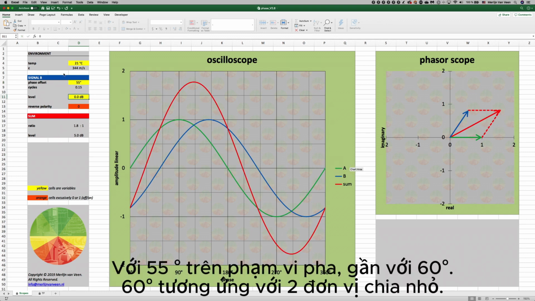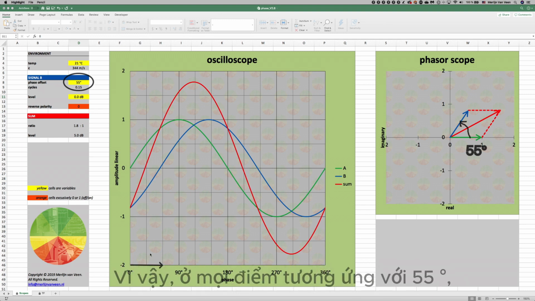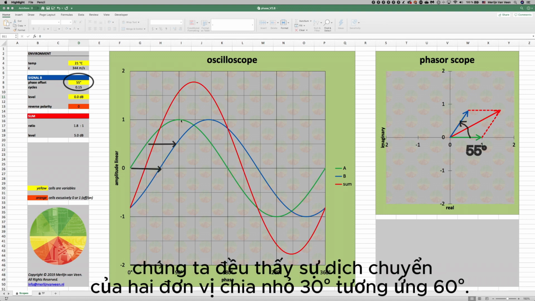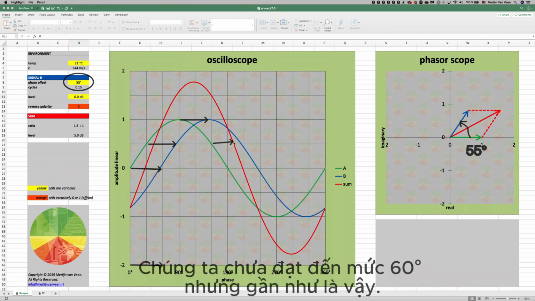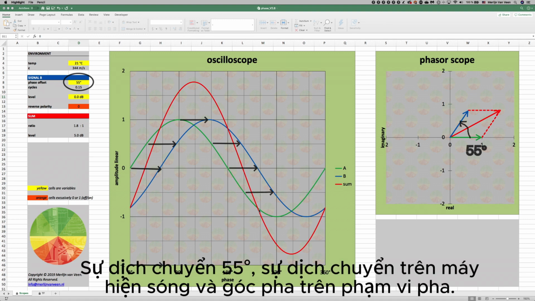With 55 degrees, we're saying that the angle between my two phasors is currently 55 degrees. That is the 55 degree angle. On the phaserscope, it is very easy to see. There's the 55 degree angle. And 55 is, of course, close to 60. It's 5 degrees shy of 60, and 60 would be 2 minor divisions. So everywhere we see the 55 degree shift, we're seeing a shift of almost 2 minor divisions, which would be 60 degrees. We're not there yet, but almost. This is the 55 degree shift on the oscilloscope, and the phase angle on the phaserscope.